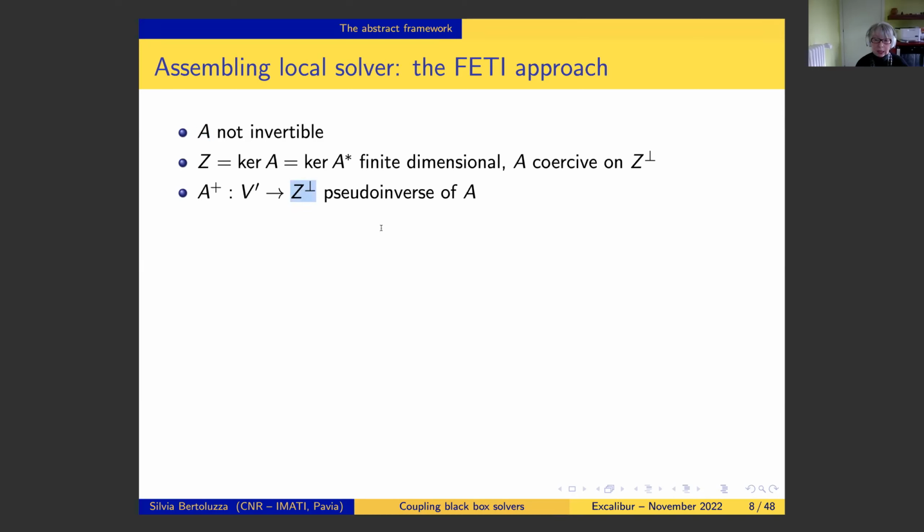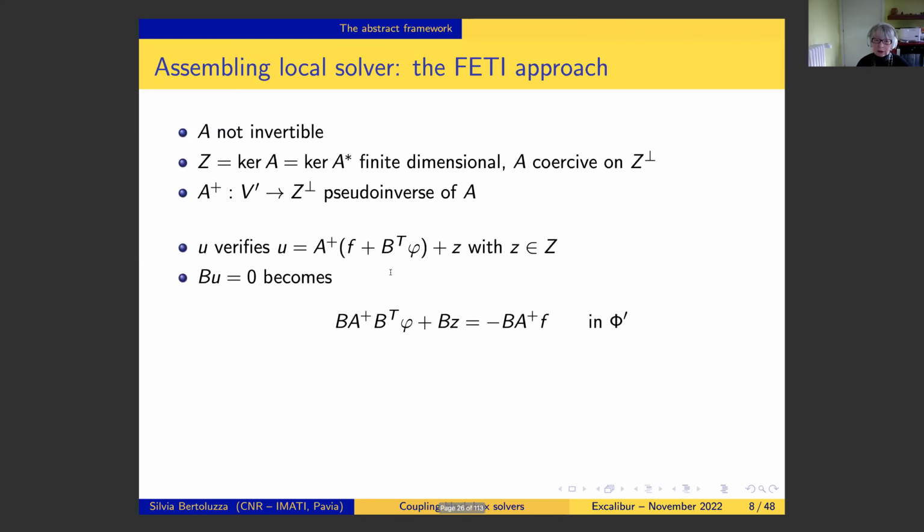Then if this assumption holds, I can define a pseudo-inverse for my linear operator A, taking values in the orthogonal complement, and I can use the approach used in the construction of FETI preconditioners. So I can see that U equals the pseudo-inverse applied to F plus B transpose times the multiplier, plus something that we know lives in the kernel of A. If I plug this expression into the constraint equation, before I had BA minus 1 B transpose phi equals minus BA minus 1 F, now I have BA plus, the pseudo-inverse, B transpose phi, plus BZ, where Z is an unknown element of the kernel, equals minus BA plus F. And this is an equation in the dual of phi.